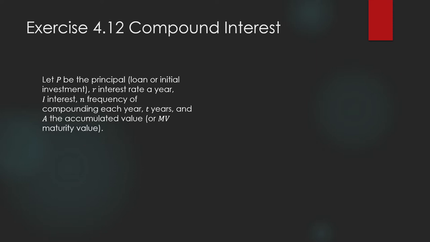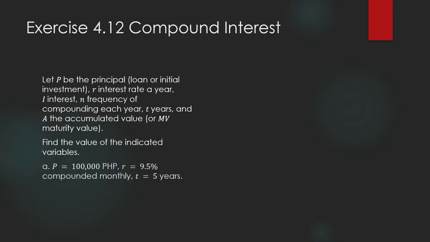R is the rate of interest a year, I is interest, N is the frequency of compounding each year, T is years, and A is the accumulated value of your investment or the maturity value of a loan. Find the value of the indicated variables. So let us answer letter A.